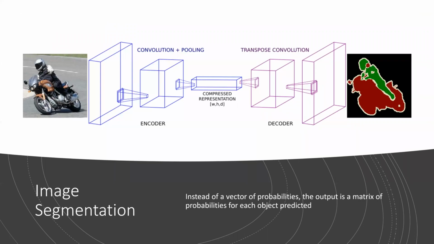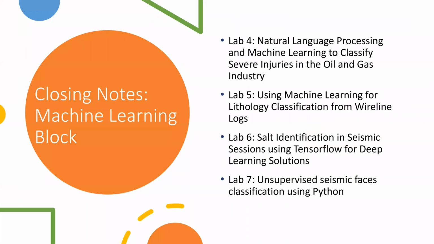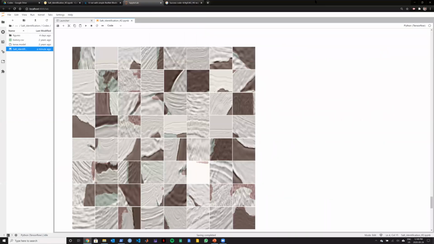I'm going to go back to the presentation and let's finish with some closing notes. We are in this machine learning block for the learning labs. We finished learning lab 6 today, talking about salt identification. The next one is going to happen in 2 weeks. It's going to be presented by Dr. Brian Russell, and the title is Unsupervised Seismic Phases classification using Python. It's going to be a very interesting one to watch. So stay tuned, and you're going to be provided more information in the next days.